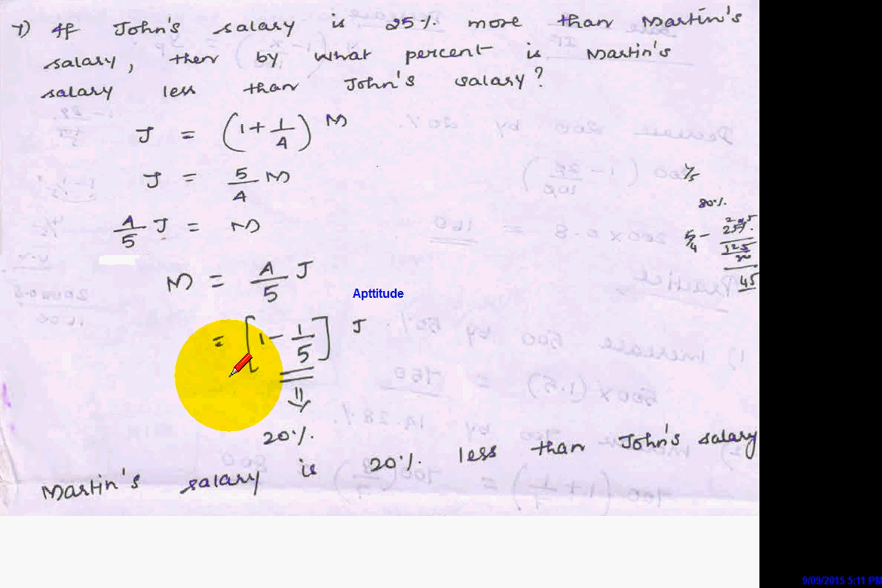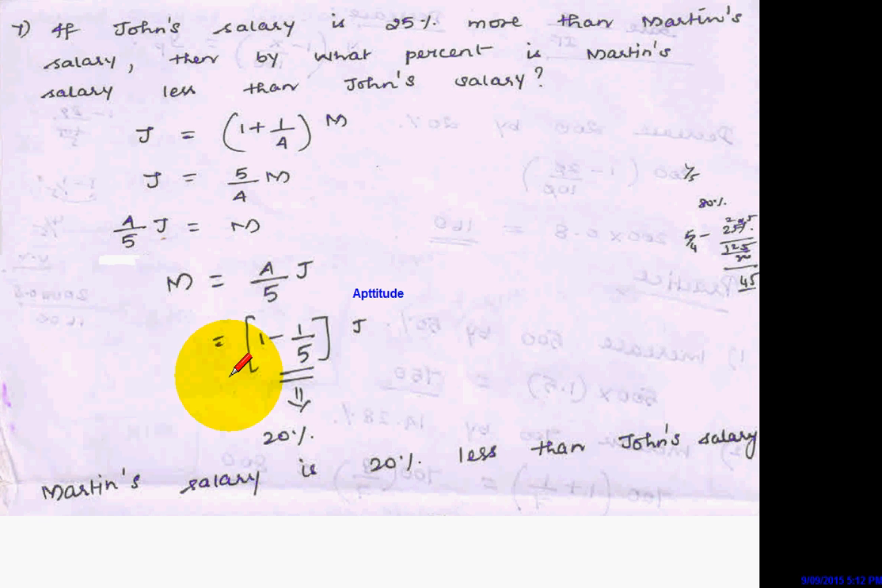If John's salary is 25% more than Martin's salary, then by what percent is Martin's salary less than John's salary? This kind of problem we quite often come across in competitive exams. See, again I use the same formula here, that is base into integrating factor will give you the product. The same formula I am going to apply here, and how I apply it matters a lot. John's salary is equal to how much? 25% more than Martin's salary, right?